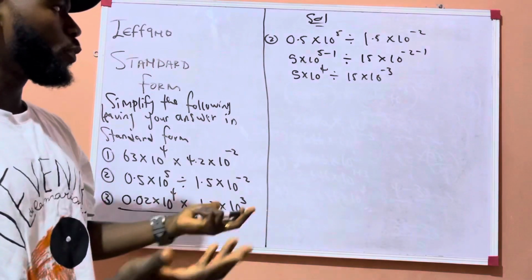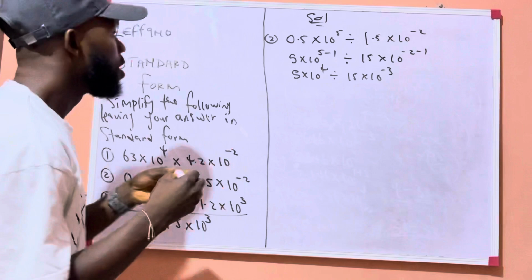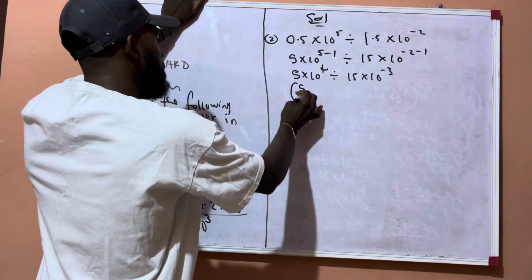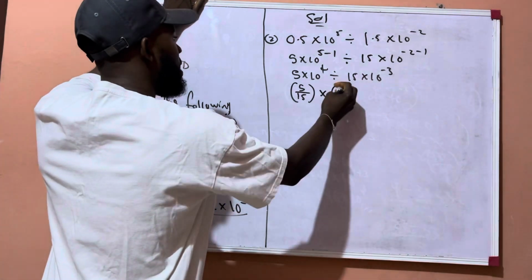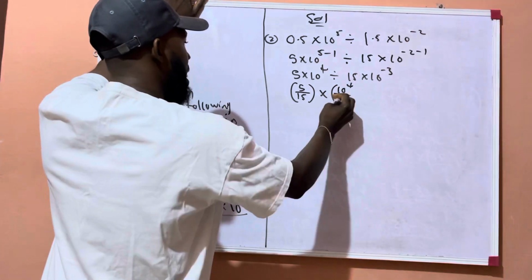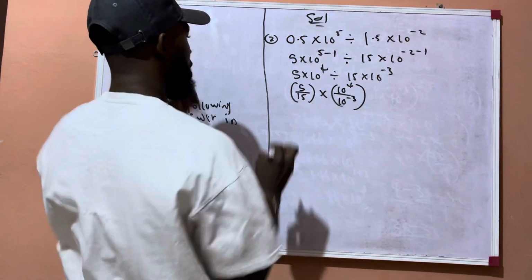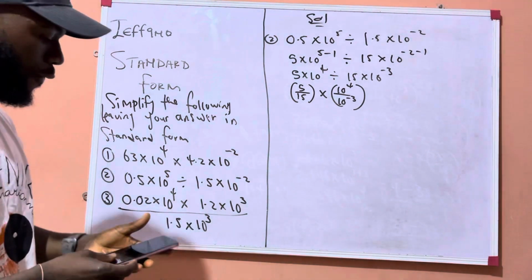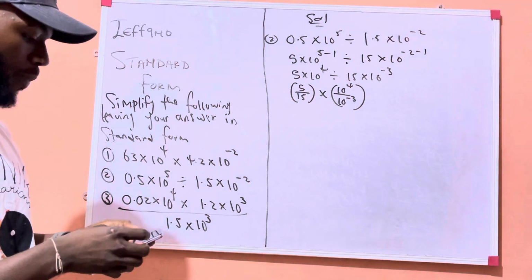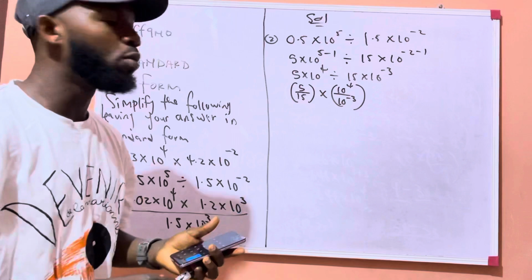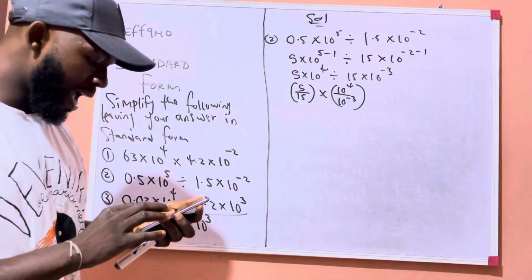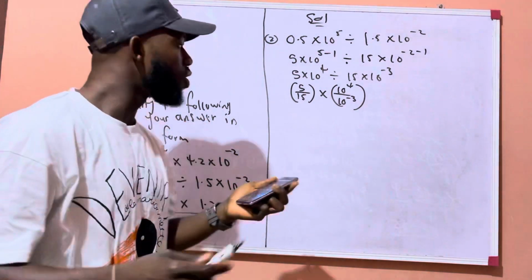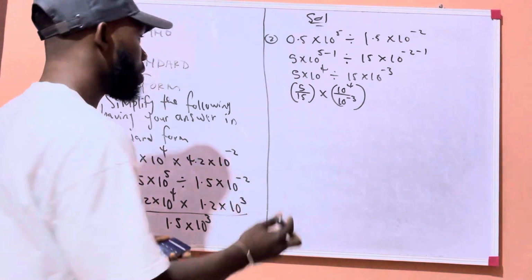So class, when you get to this position, what did I say you do? Group in pairs. So here becomes 5 divided by 15 times 10 raised to the power of 4 divided by 10 raised to the power of negative 3. It's as simple as this. Now 5 divided by 15 will give us 0.333333. So let's just pick 3 numbers after the decimal point.